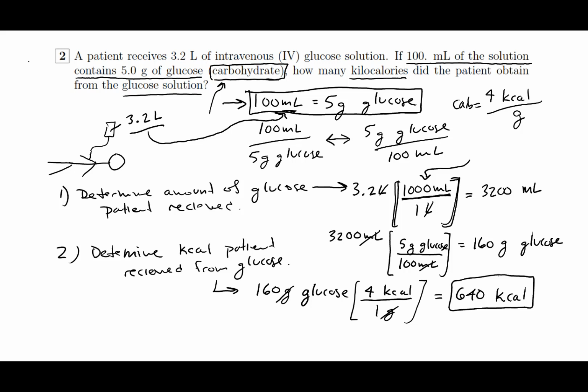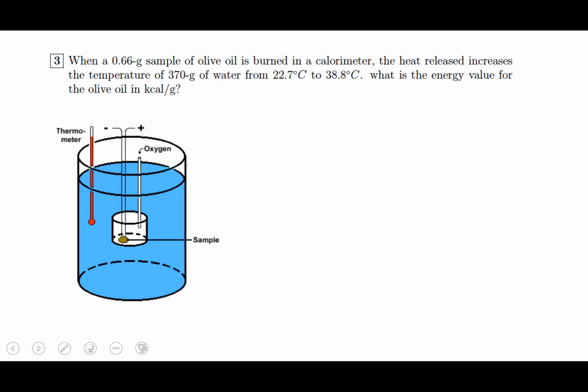So with a problem like this, it's usually easiest to think about it in steps. If you try to jump to the end, like how many kilocalories did the patient obtain from the glucose solution, it starts looking like it's a really hard problem. But if you just think about it in steps, like we did here, so we have step 1 and step 2, the problem becomes much more manageable. All right, let's go on to the next problem.